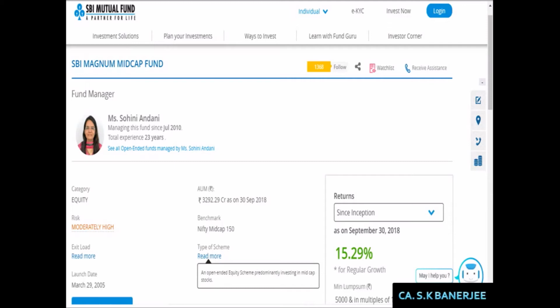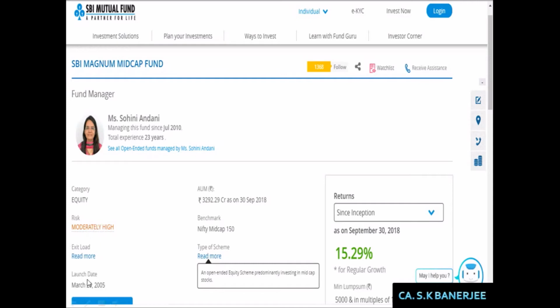First information that I get is about the fund manager, who is managing the fund. You can see the name of the fund manager, the date from which she is managing the fund, and the total experience is also given. You can even see all the funds which are managed by this particular fund manager. Next, you can see the category in which the fund invests, that is equity funds. Risk is also written moderately high. It's a mid-cap fund, so the risk is moderately high.